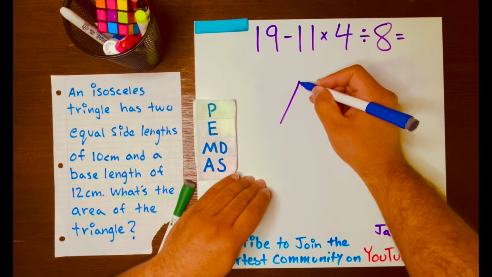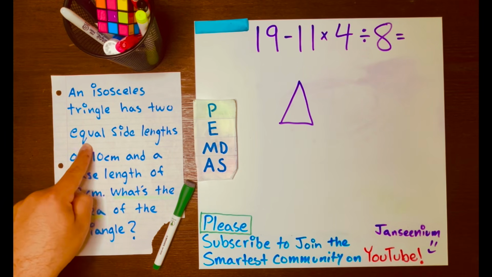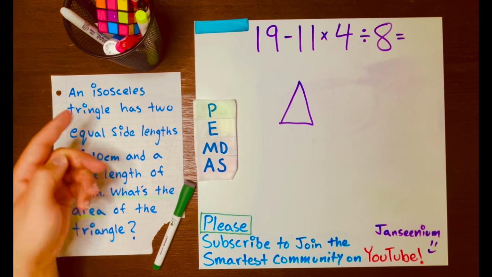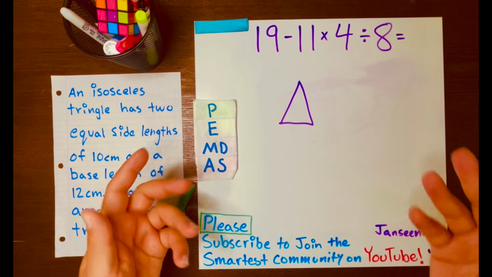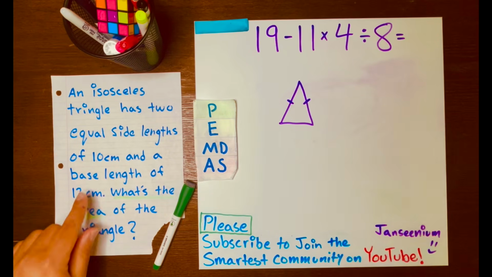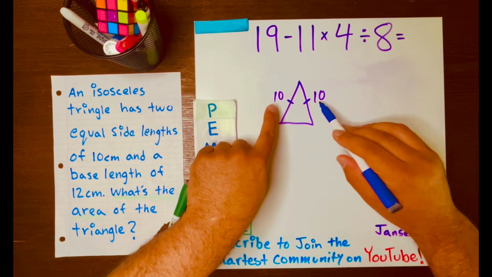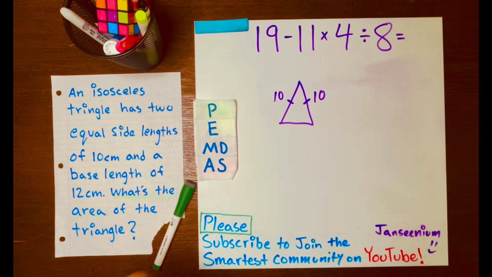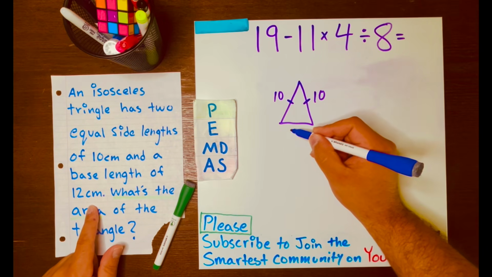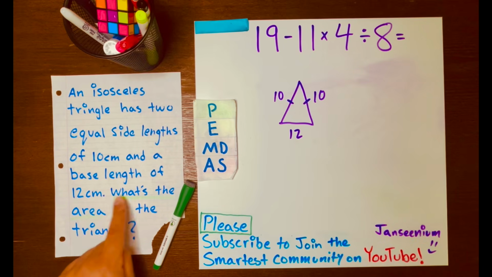So here's a triangle, right? And it's saying that there are two equal sides. That's what an isosceles is. You have two equal sides. So two sides are equal. And they're saying that is 10 centimeters. So we have two sides, both being 10 centimeters. And then the length, as the base, is 12 centimeters. So they want us to know what is the area of this triangle.